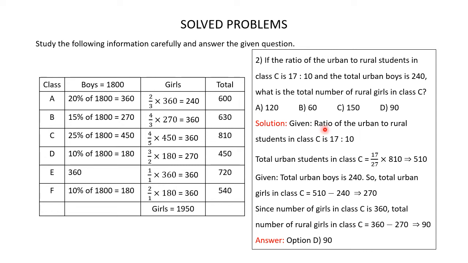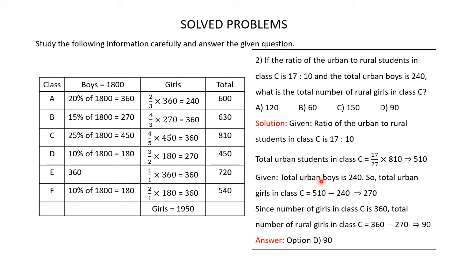Now it's given that the ratio of the urban to rural students in class C is 17 is to 10. So the sum of this ratio is 17 plus 10, which is 27. Also from this table we know that the total number of students in class C is 810. So total urban students in class C is equal to 17 divided by 27 multiplied by 810, which is 510.